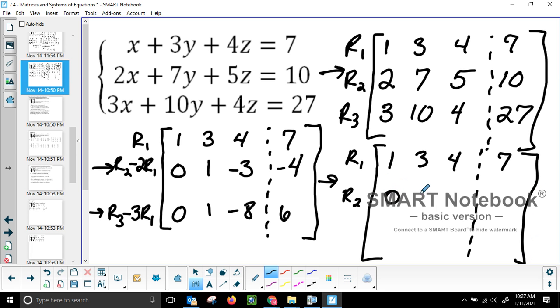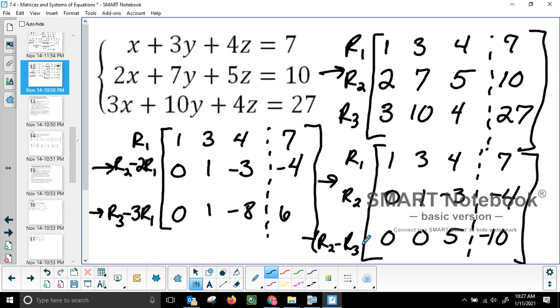All right, and 0, 1, negative 3, negative 4. All right, here I want this to be a 0. So here I can just say row 2 minus row 3. So 0 minus 0 is 0. 1 minus 1 is 0. Negative 3 minus negative 8 is 5. And negative 4 minus 6 is negative 10.